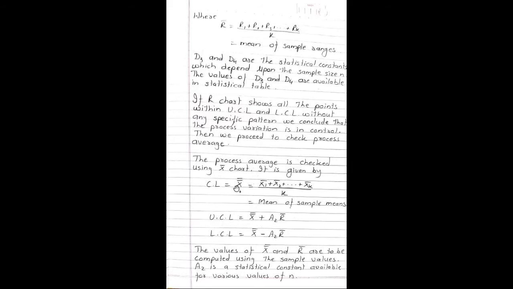It is given by central line is equal to X double bar, which is equal to X1 bar plus X2 bar up to Xk bar divided by k, which is nothing but the mean of the sample means. Upper control limit is equal to X double bar plus A2 R bar. Lower control limit is equal to X double bar minus A2 R bar. The values of X double bar and R bar are to be computed using the sample values. A2 is the statistical constant available for various values of n.